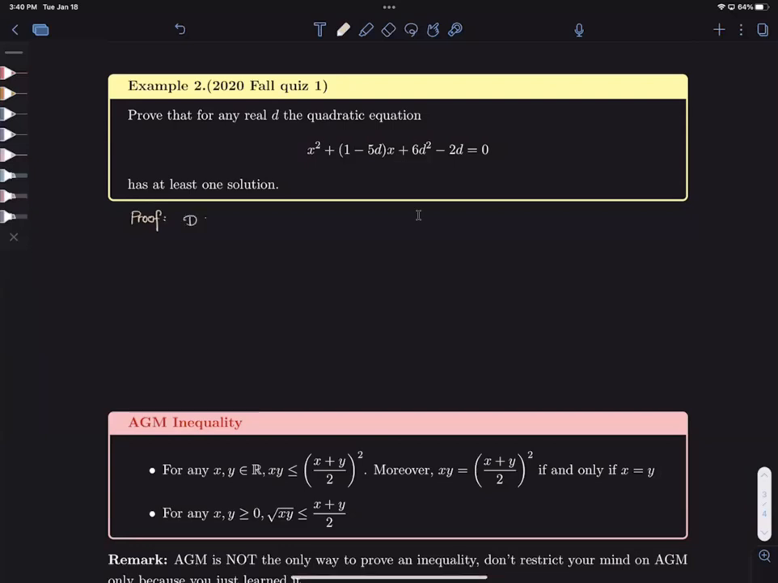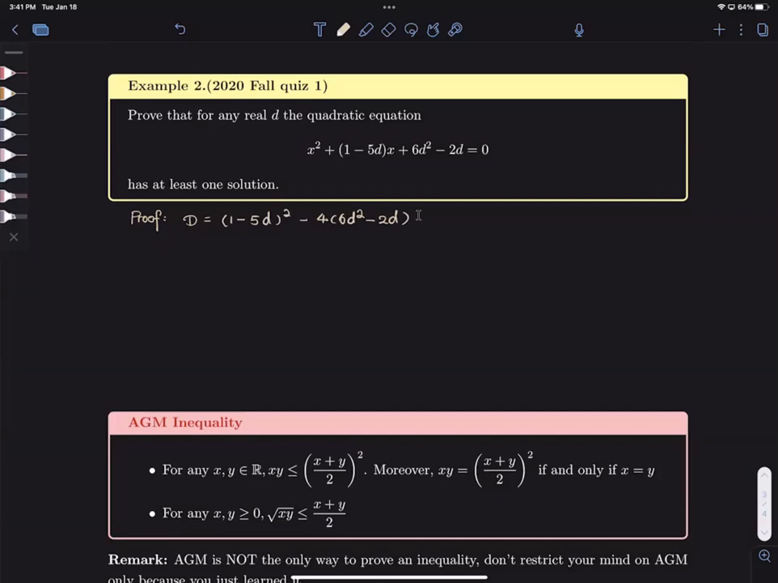We know the discriminant equals to what? What is my discriminant here? I don't want the simplified form, just the original one. We know it's b squared minus 4ac. It's (1 minus 5d) squared, that's correct, minus 4 times (6d squared minus 2d). That is correct.